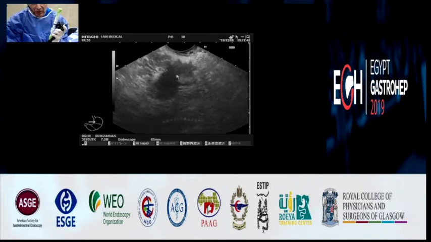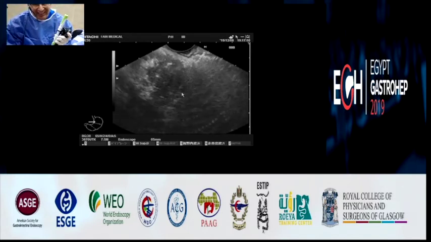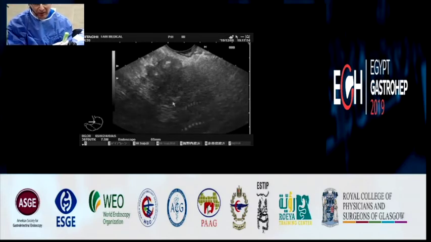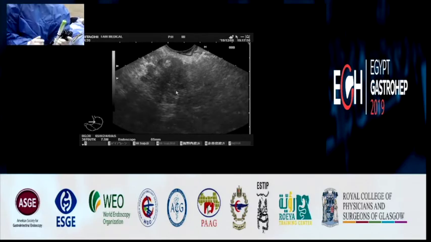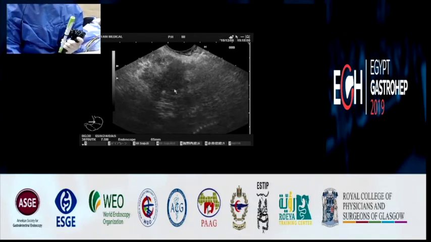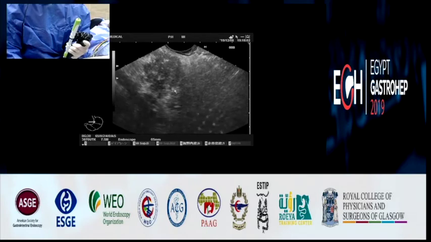It's difficult to see the tip of the needle. It's very important to see the tip. I think you are very deep. Yes. Let me move. Can you see it now? Yes, now you are inside. Okay, I think you are in a good position.